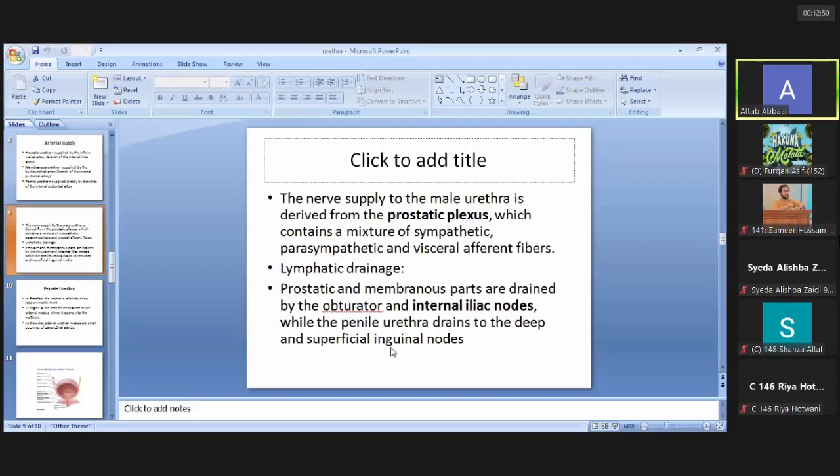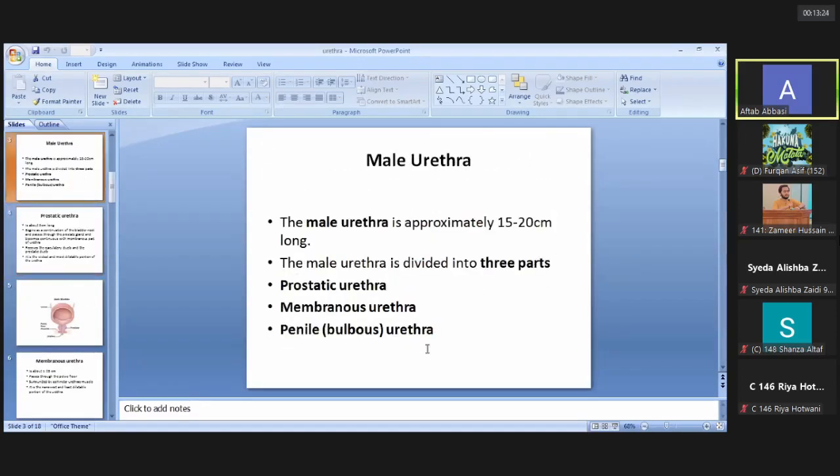The lymphatic drainage of the male urethra: the first two parts, the prostatic and the membranous parts, are drained by the obturator nodes and then enter the internal iliac group of lymph nodes, while the third part is drained by the superficial and deep inguinal lymph nodes. So there is a difference in the lymphatic drainage as well. The superior part is drained by the internal iliac group, and the third part is drained by the inguinal group, which includes the superficial and deep inguinal groups. So these are the three parts of the male urethra.